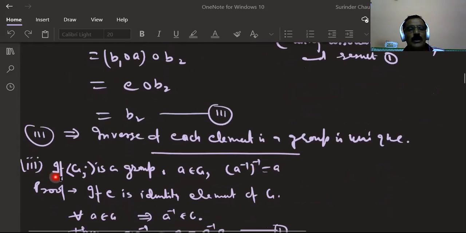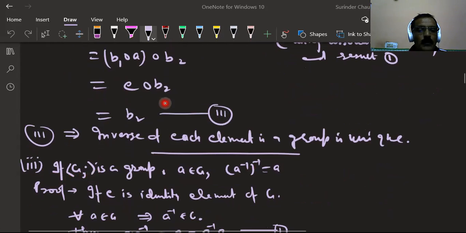Next is: if G with this binary composition is a group and a belongs to G, then we have to prove that the inverse of a inverse is equal to a. Now G is a group.